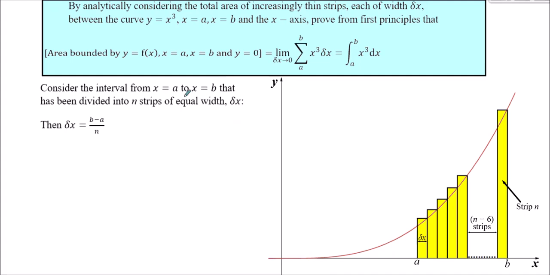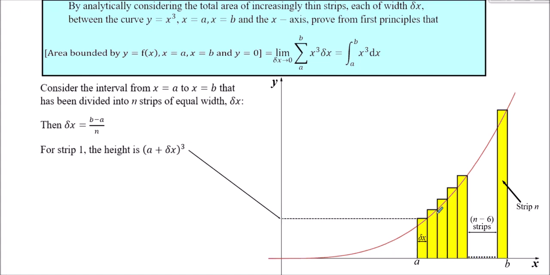So, moving forward, think about the first strip. The height would be taken at the rightmost point. If that's a, this would be a plus delta x. Because it's y equals x cubed, we take the value of a plus delta x and then cube it. So that height would be (a plus delta x) cubed.